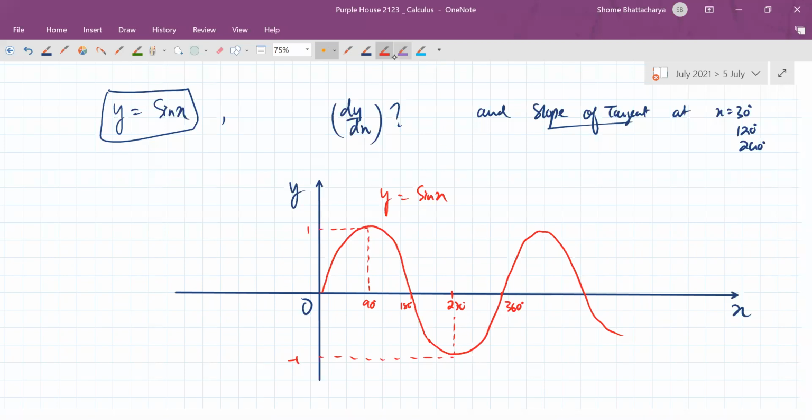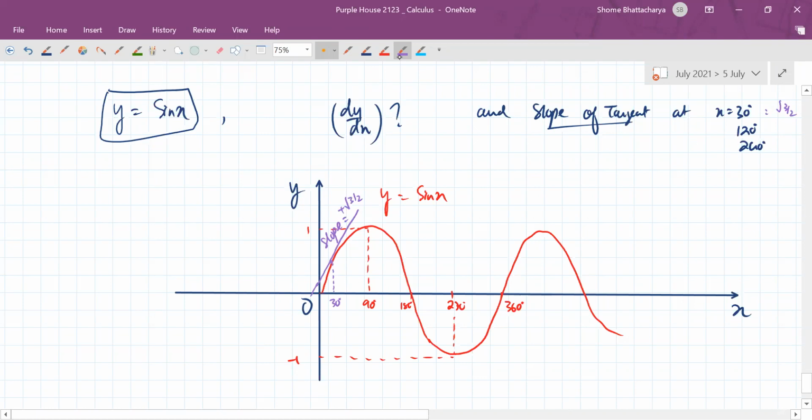Now notice, what can I say about the slope of tangent for any acute angle between 0 and 90? You can see it's a positive slope because y is increasing. For example, at the point 30, when we drew a tangent at this point, what kind of slope would this have? It would have a positive slope. In fact, what was this slope? We saw this slope was equal to root 3 by 2. So it's positive root 3 by 2.